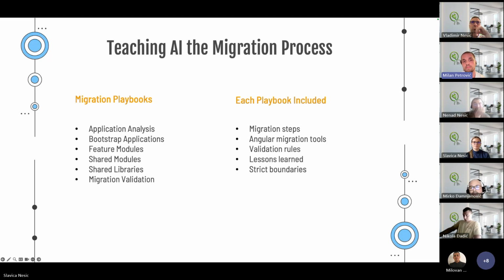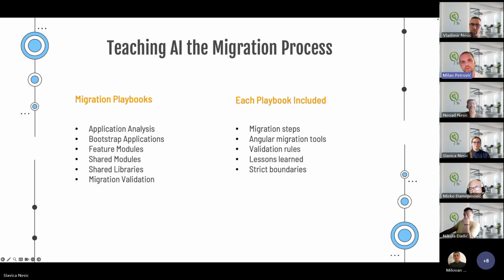After a few migrations, something interesting happened. The same patterns started appearing again and again. The same bootstrap application changes, the same feature module changes, the same provider migration, test updates, and build and lint issues. And we realized we were learning something with every migration. So instead of keeping that knowledge in our heads, we started documenting it. The first playbook wasn't about migration at all. It was about analysis: understanding the application, finding what should be migrated, and deciding the migration order.